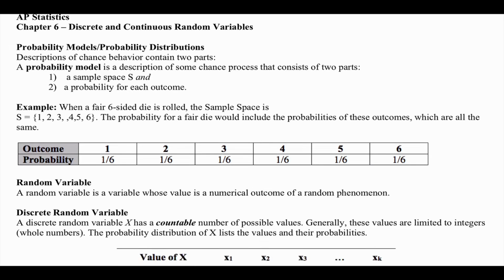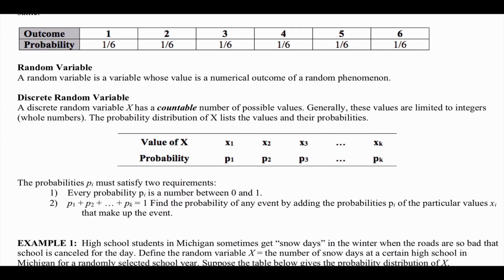A discrete random variable. What's the difference between discrete and continuous? Well, discrete means I can count. It's a countable number of possible values. When I roll a die, there's only 6 things that could happen, right? 1, 2, 3, 4, 5, and 6. That's countable. I can count those. Okay. If it's not countable, it's called continuous. We'll talk about continuous later, but probably tomorrow.